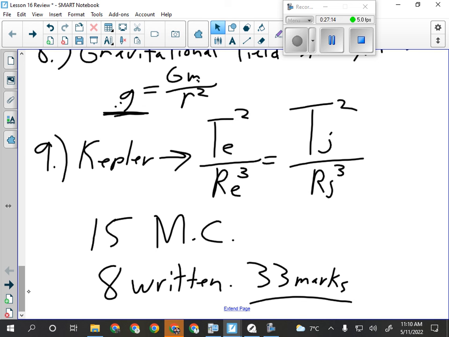So things that are going to be in the multiple choice: again, properties of circular motion, or principles of circular motion. Different types of curves, the fundamentals of banked curves and unbanked curves.